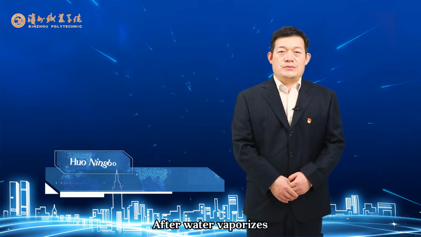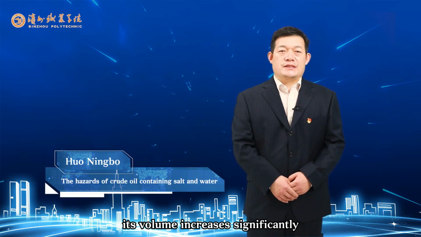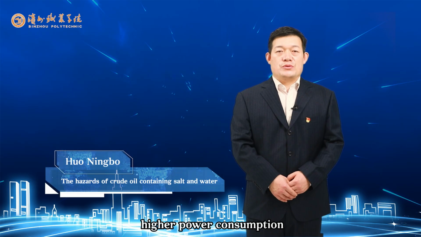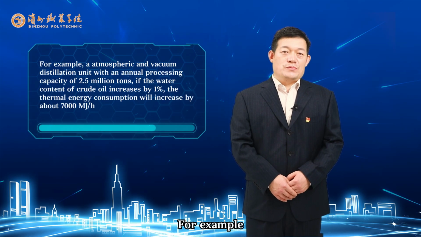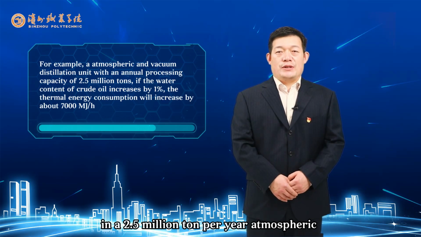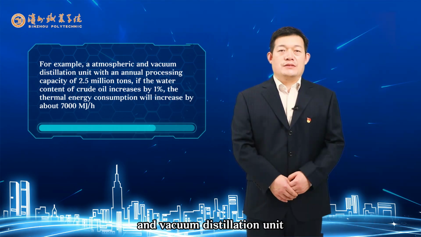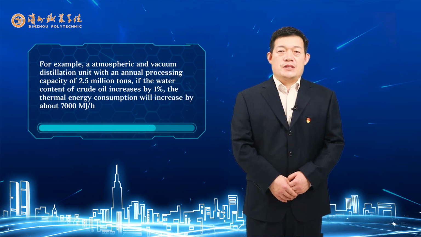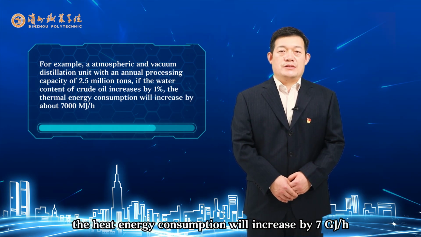This not only reduces heat transfer efficiency, but also decreases the flow area inside the pipes, increasing flow resistance. After water vaporizes, its volume increases significantly, causing the system pressure to rise, leading to increased pump outlet pressure and higher power consumption. For example, in a 2.5 million ton per year atmospheric and vacuum distillation unit, if the crude oil water content increases by 1%, the heat energy consumption will increase by 7 GJ per hour.